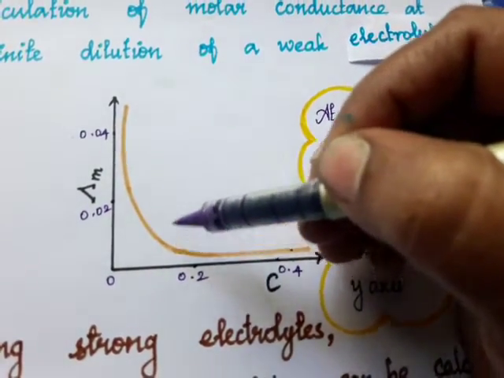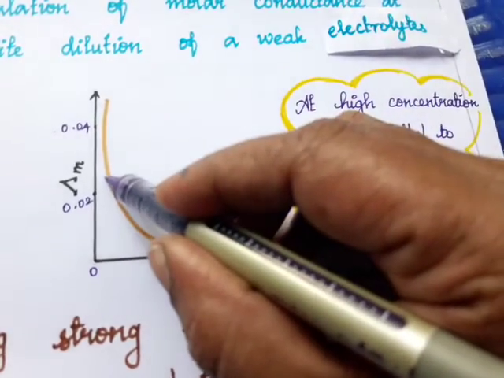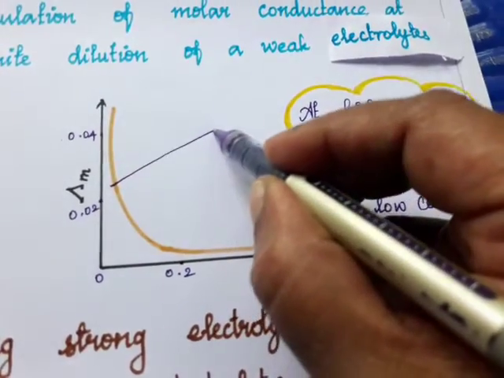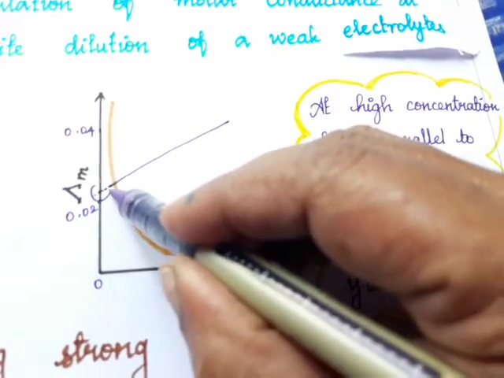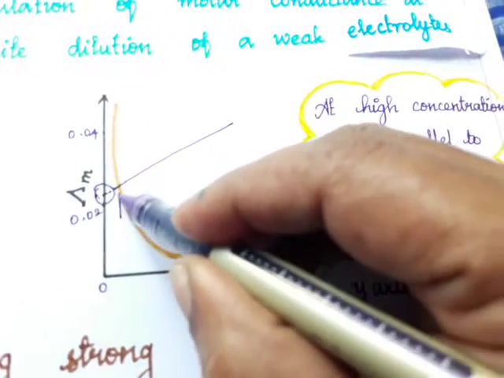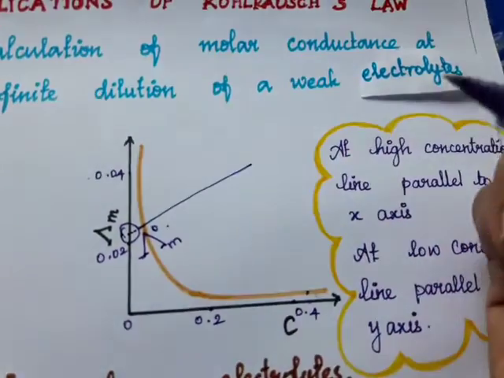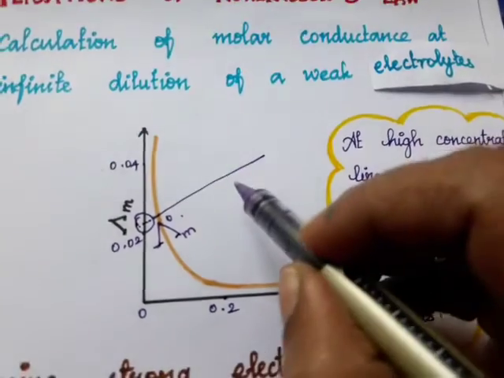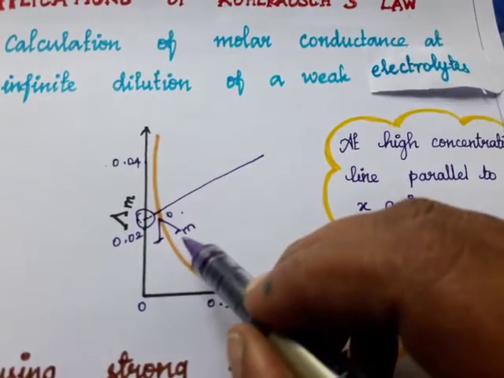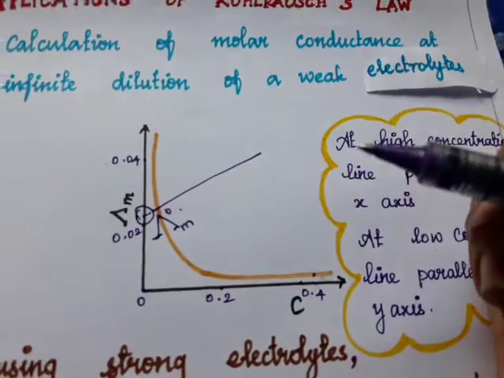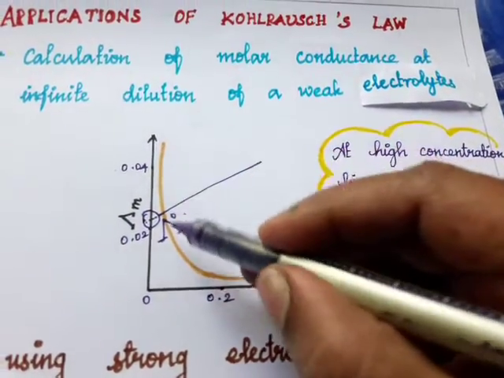So in such a case, we are not getting the intercept, right? Do you know what an intercept is? If it is a strong electrolyte, we get a straight line like this, and we can extend the line. Here we will get an intercept, and that intercept is called the limiting molar conductance, right? So for strong electrolytes, we can find the limiting molar conductance by using the graph, but in case of weak electrolytes, we are not getting the intercept, right?